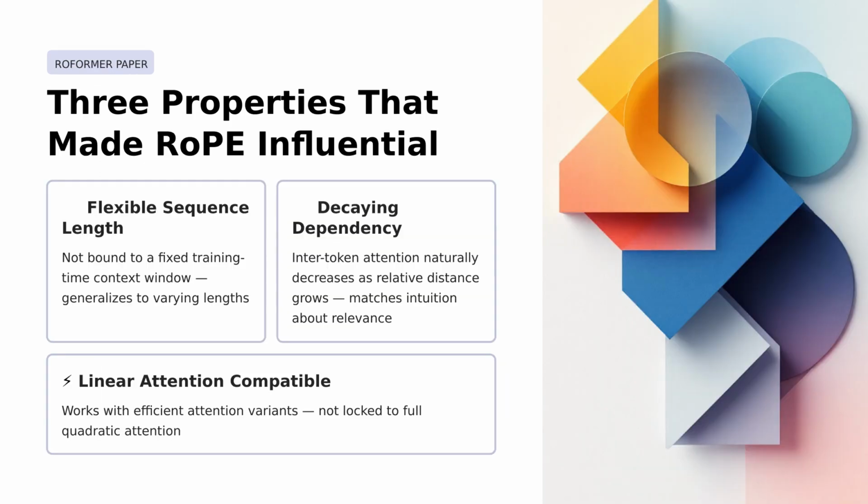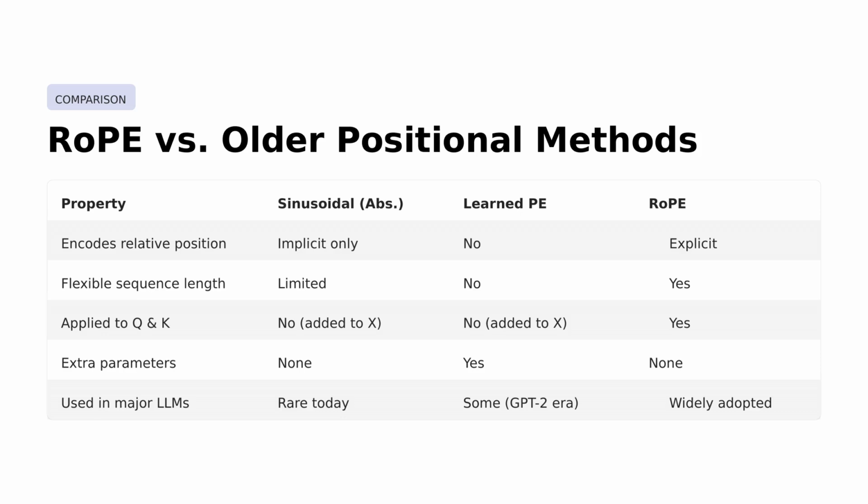The RoFormer paper made RoPE influential for three big reasons. First, it's flexible with sequence length, so the model isn't tied to one fixed context window from training. Second, it gives a natural decaying dependency, where attention weakens as tokens get farther apart, which matches how relevance usually works in language. And third, it's compatible with linear attention methods, so it can work efficiently beyond standard quadratic attention.